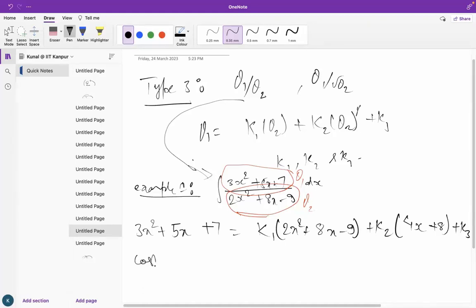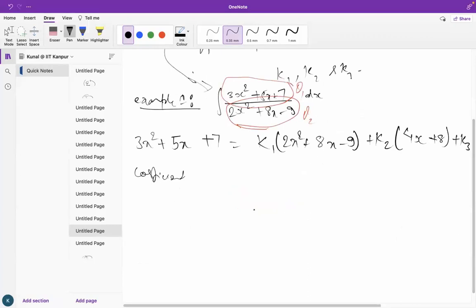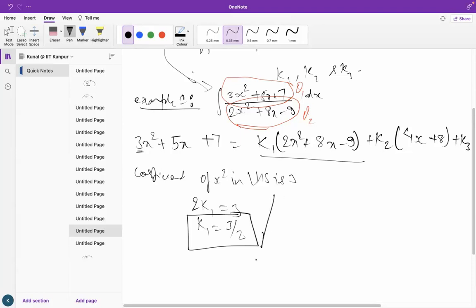Okay. Now try to find the value of each and every expression. So first go with the coefficient of x square. The coefficient of x square in LHS is 3, right? So in RHS, the coefficient of x square must be 3. And in RHS, the x square term only comes from the first expression. So we write 2k1 is equal to 3. So we get the value of k1 is 3 by 2. Now let's move on to the coefficient of x. So we get the coefficient of x from LHS, it will be equal to 5.